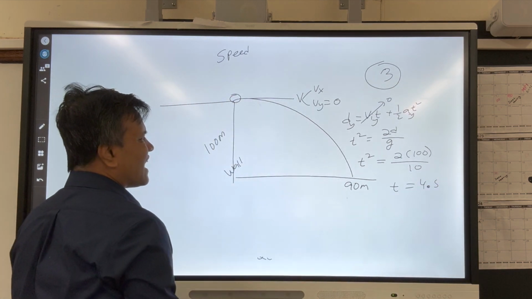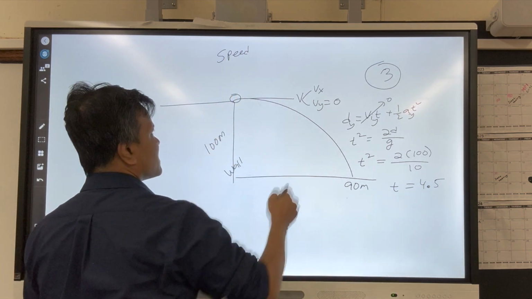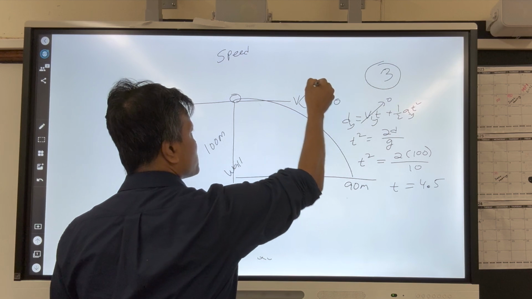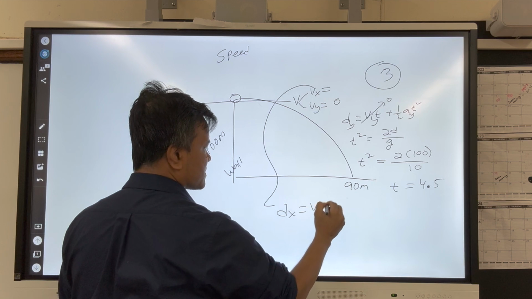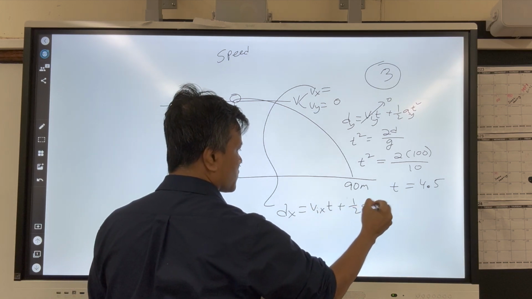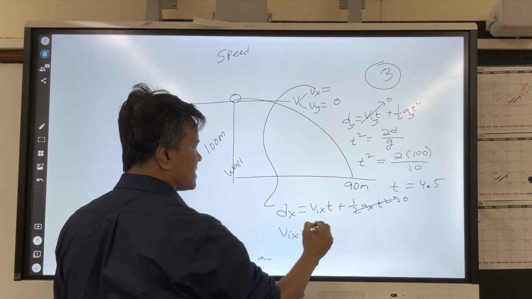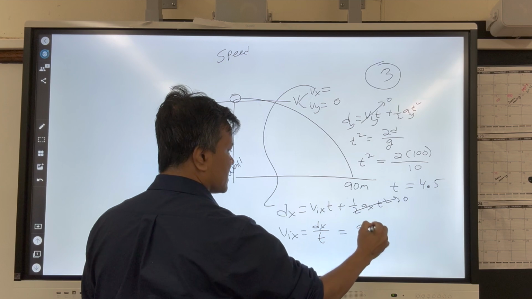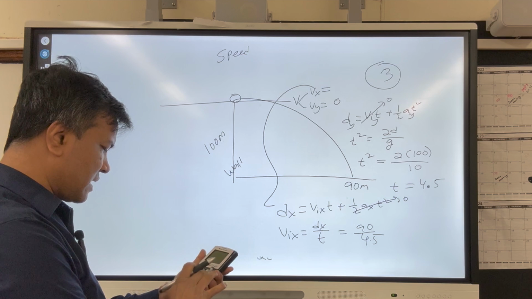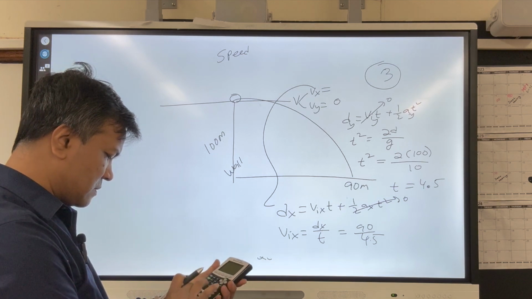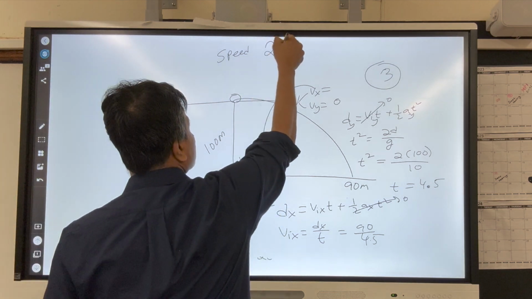right? And I want you to find the speed. So speed over here, I want you to find this one. If you know this one, you would know speed. So dx is vix t plus half ax t squared. I think you know this is 0. So vix is equal to dx over t. dx is 90 and t is 4.5. 90 divided by 4.5, and that is 20. Initial speed was 20, right?